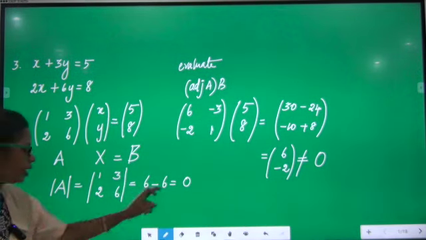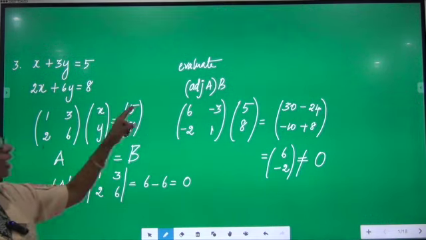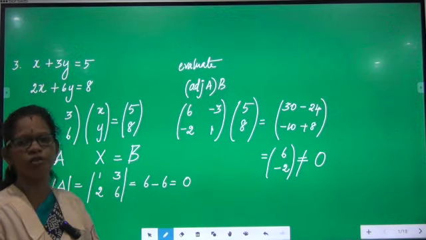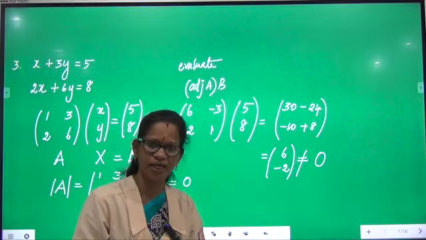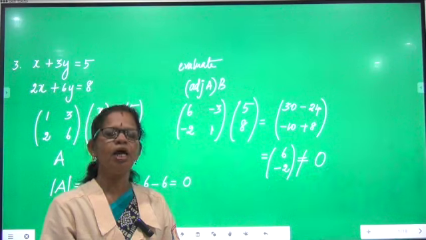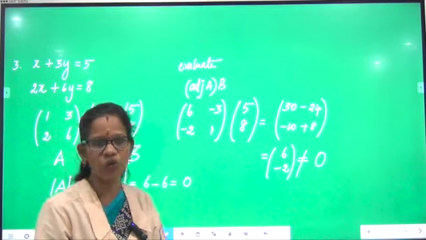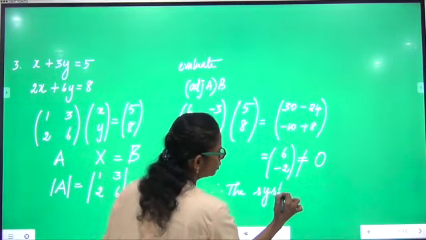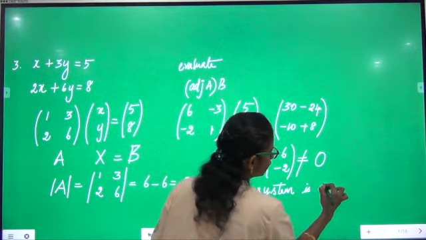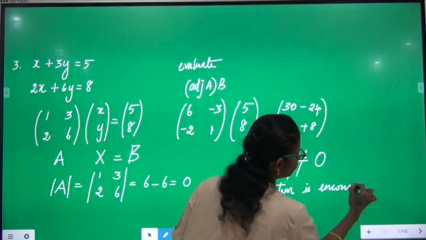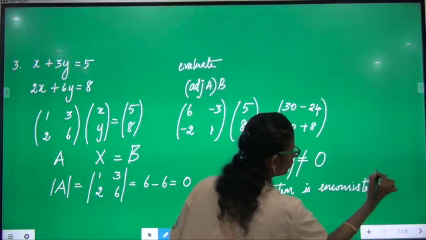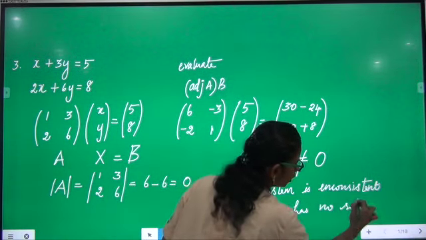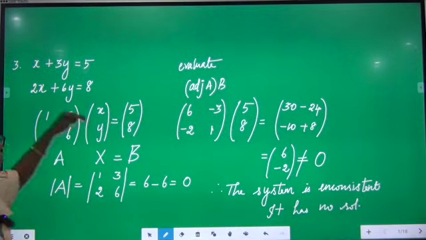See here, determinant A equal to 0, then what you want to find? Adjoint of A into B. If your adjoint of A into B is not equal to 0, the system is inconsistent. If it is inconsistent, it has no solution. Therefore, the system is inconsistent. It has no solution. Right? First, what you did?